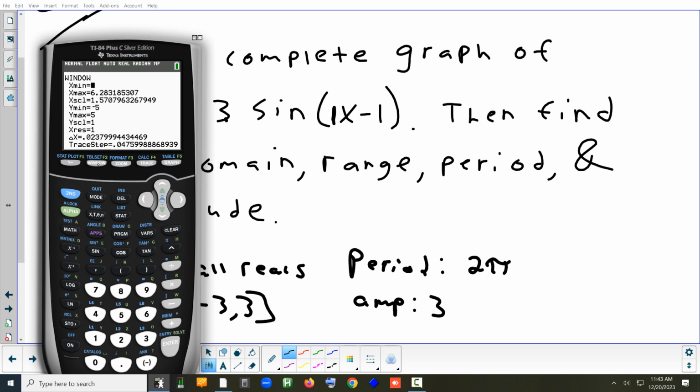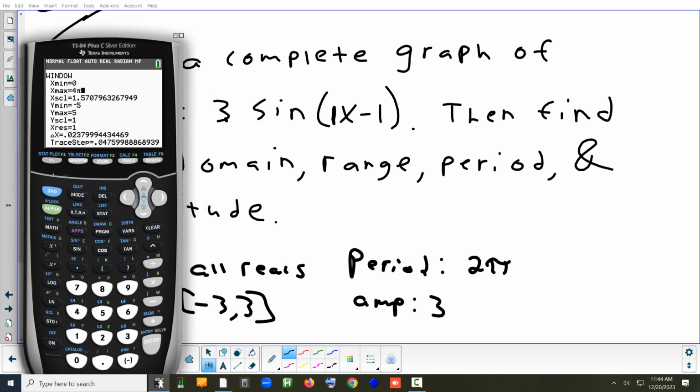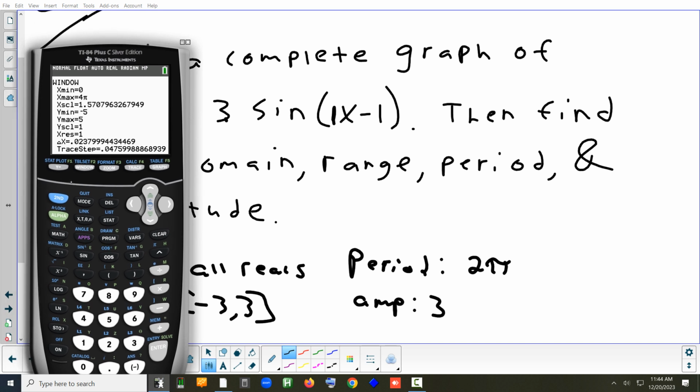Okay, what would be a good value if I wanted to show 2 cycles of this graph? Yeah? 4 pi. So I would say set a window that's 4 pi wide. 0 to 4 pi is easy. Y min and max, you can do negative 5 to 5. And then just type in your problem. 3 sine x minus 1.